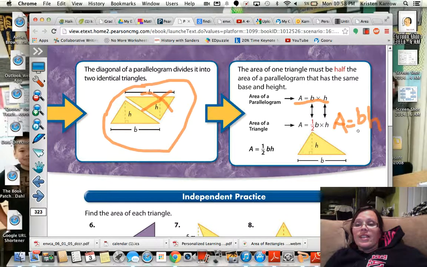And in order to cut that in half, after we find the product of base times height, we divide it by 2. Or we cut it in half. And this line right here means division. If we divide by 2, we are taking half of it, or half base times height.